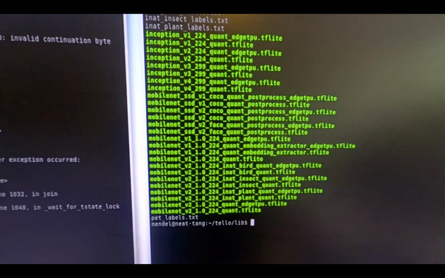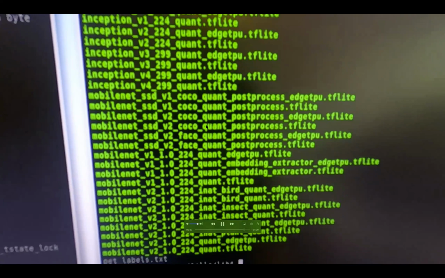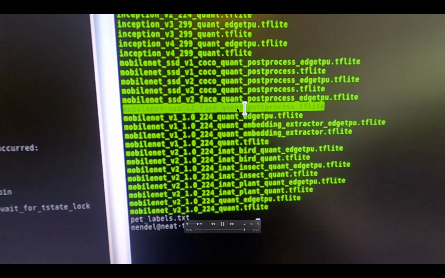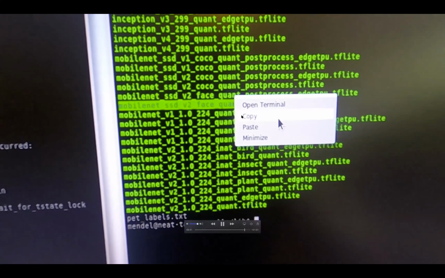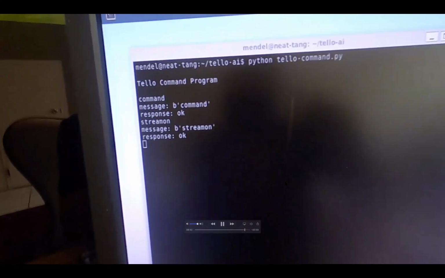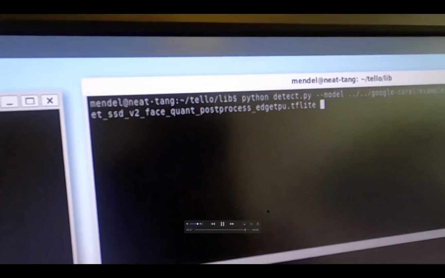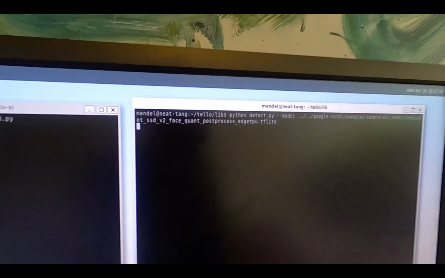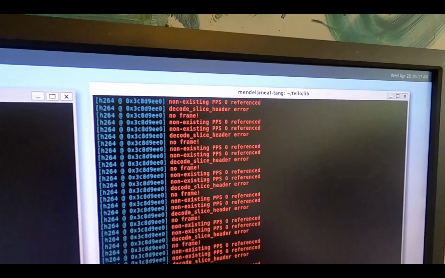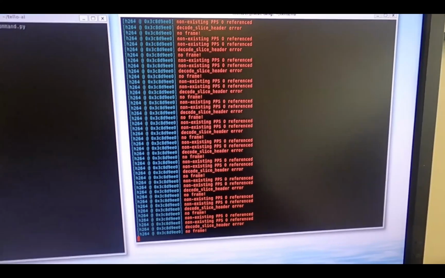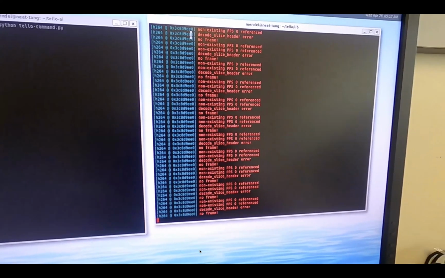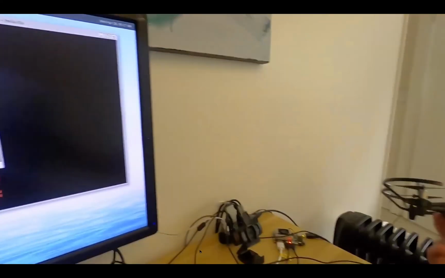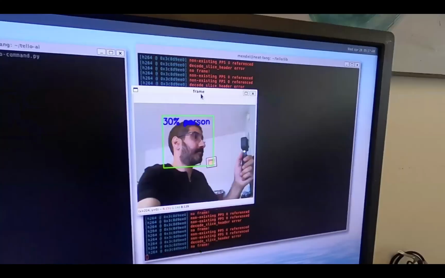So here are some models that I played with. The next one, I just did some face detection with quantization. Again, you can see there's one for the TPU and one just for the CPU. There was a lot of work around. So now it's just doing the face detection.